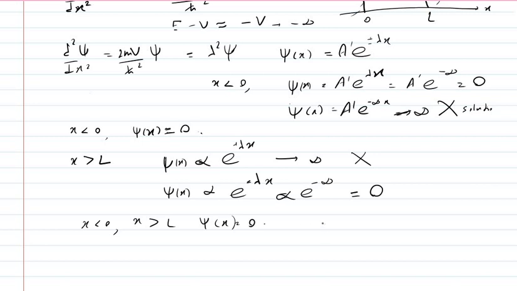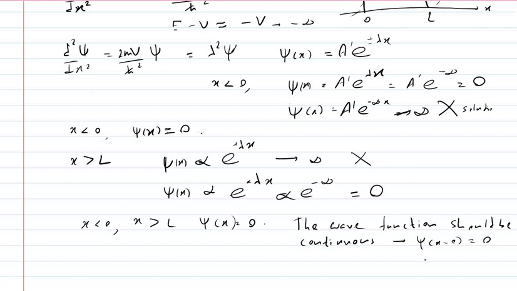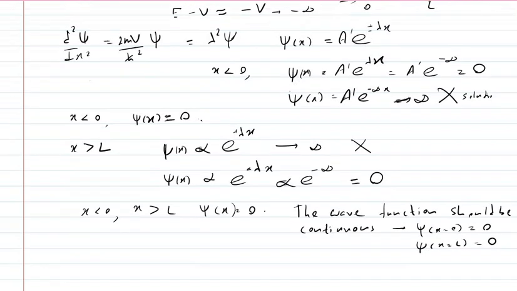Now what happens when x is equal to 0 and x is equal to L? Then again the wave function gets 0 value. Otherwise the wave function is discontinuous. The wave function should be continuous, which means when x is equal to 0, the wave function should be equal to 0. When x is equal to L, the wave function again should be equal to 0.